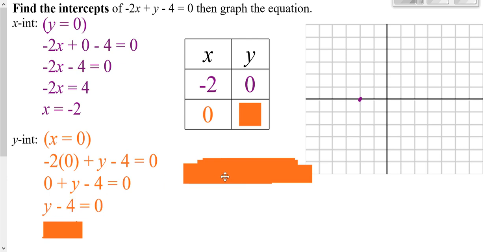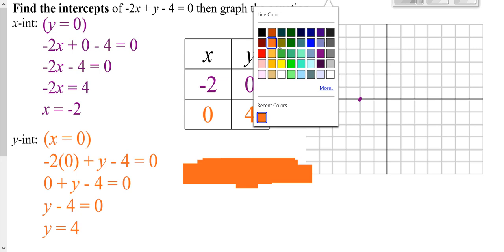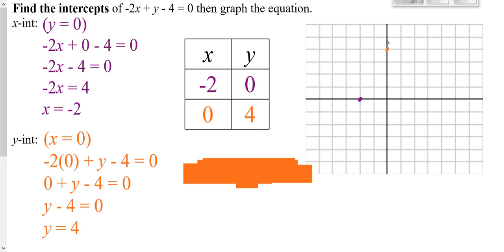To get y by itself, you want to go ahead and add 4 to both sides. And then we end up getting this right here. So then we can go ahead and plot our y-intercept, which is over 0, up 4. And then all we have to do is go ahead and draw ourselves a line in between here.